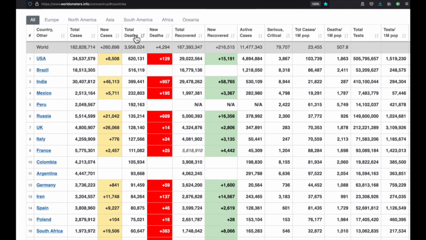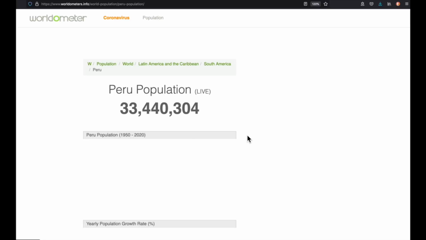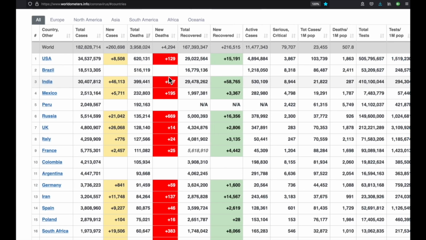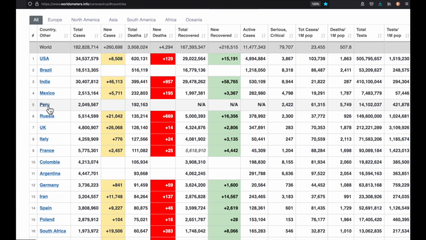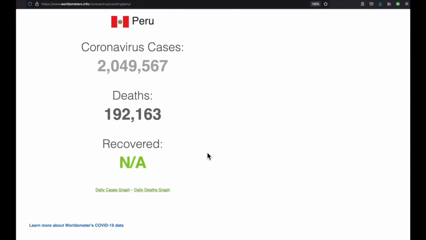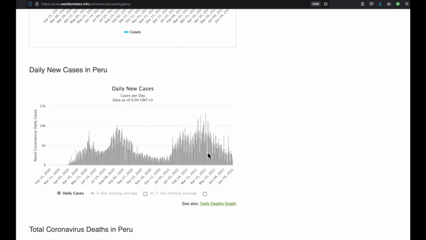Peru. So I mentioned earlier that Peru only has 33 million people. And for a country with 33 million people to have as many dead from coronavirus, again, 33 million people, that's less than California. California is 39 million people. So for Peru to have 192,000 people dead is a very dramatic number.